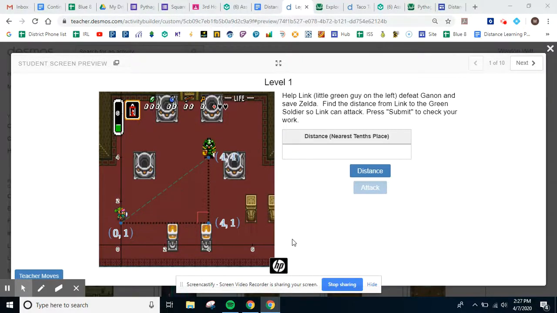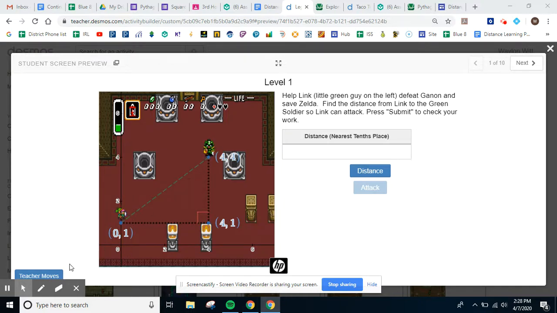So this is going to be a real quick video on how to do these Desmos activities. I'll try to keep this super short. In all of these slides, you're playing this Zelda game. You're Link, and you're trying to attack a bad guy. To do so, you just have to find the correct distance from you to the bad guy. I'm going to be using the Pythagorean theorem, or the distance between two points.